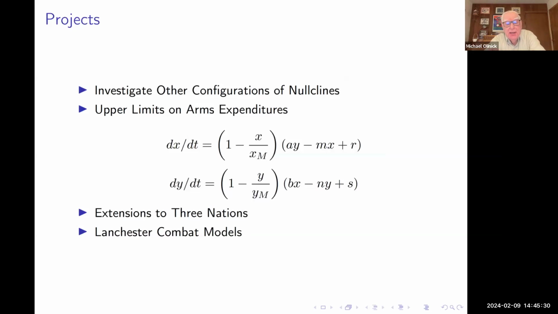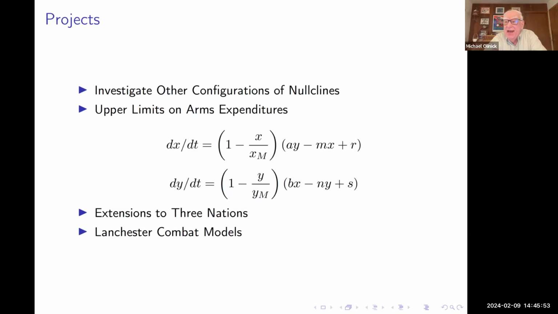We can look at other configurations of these nullclines. Perhaps they don't intersect in the first quadrant, but intersect somewhere else, or perhaps they're parallel, or in fact, we just have the same line twice. These are interesting projects for students to carry out on their own.